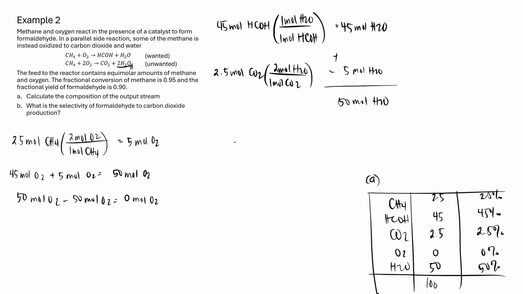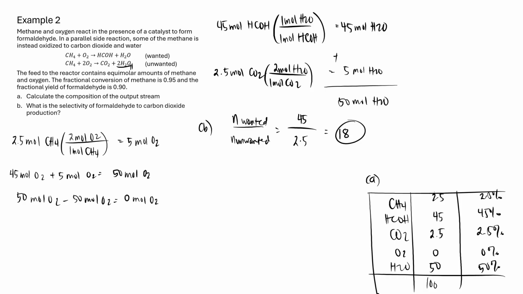Letter B, what is the selectivity of formaldehyde to CO2 production? Selectivity is just the number of wanted over the number unwanted. So what you want here is formaldehyde. So that's 45 over unwanted CO2, which is 2.5. So 45 divided by 2.5, 18. That's the selectivity. Okay?